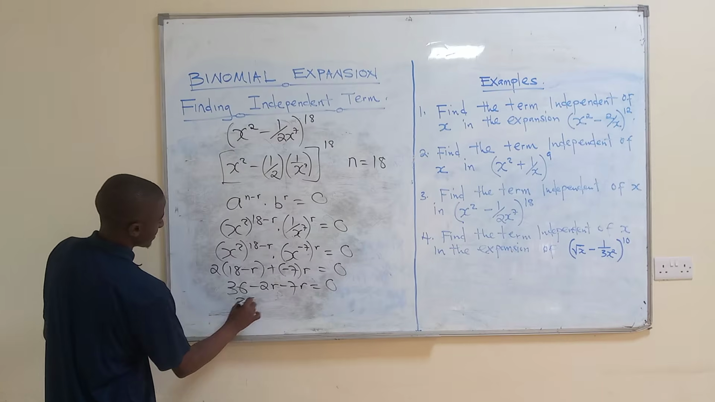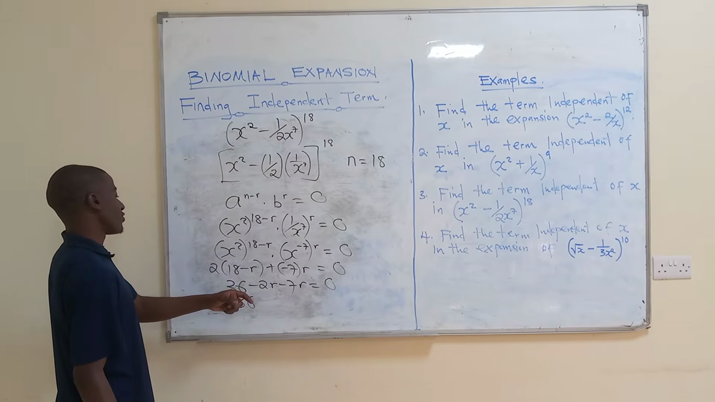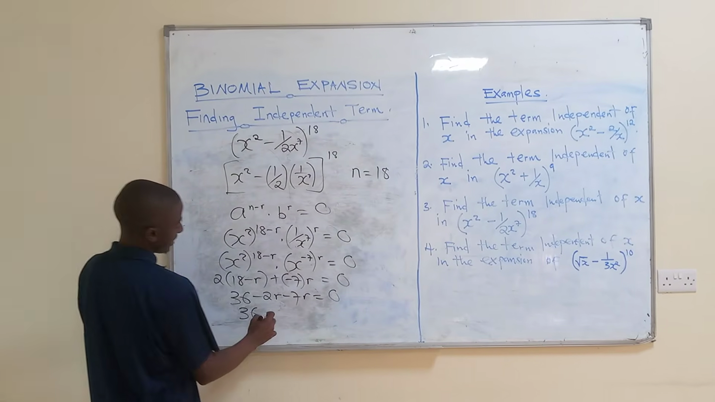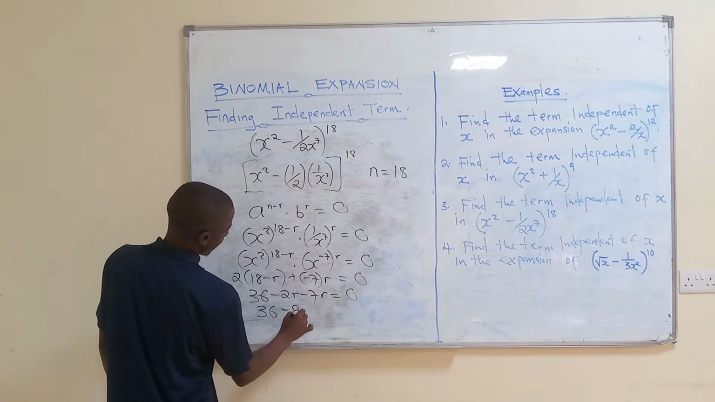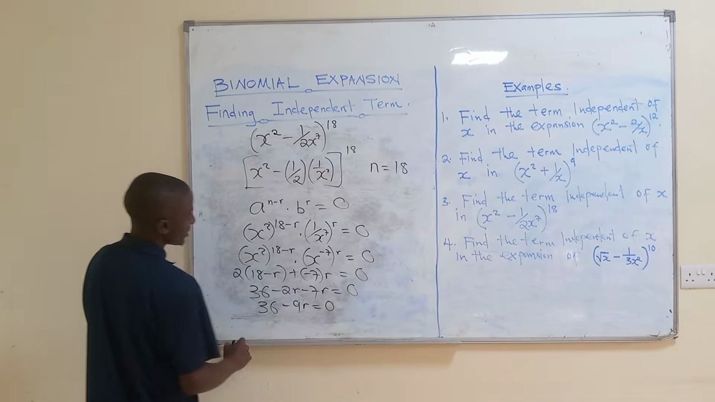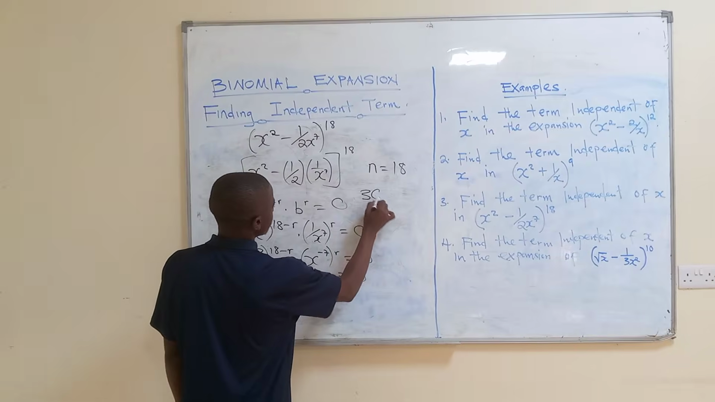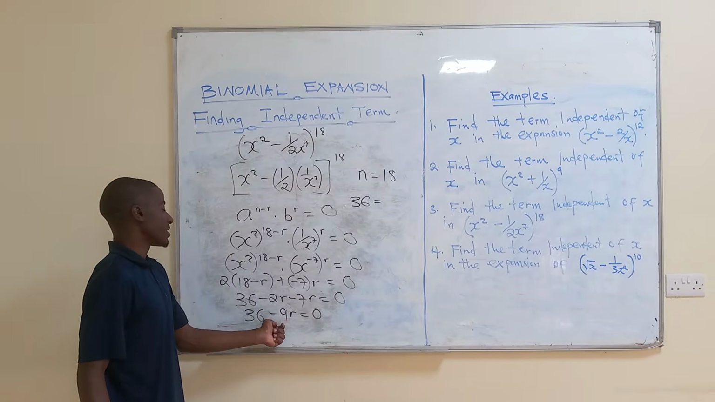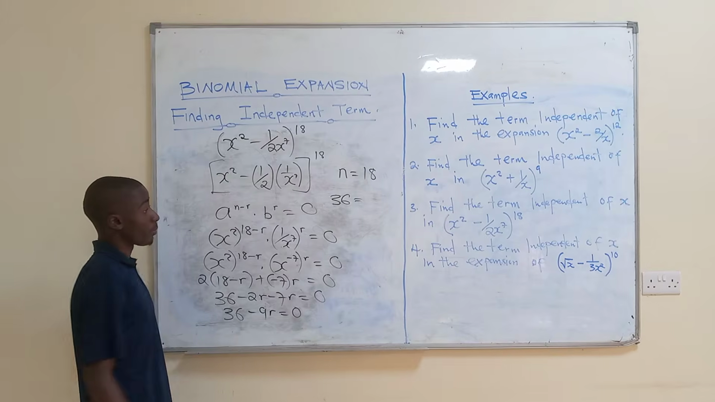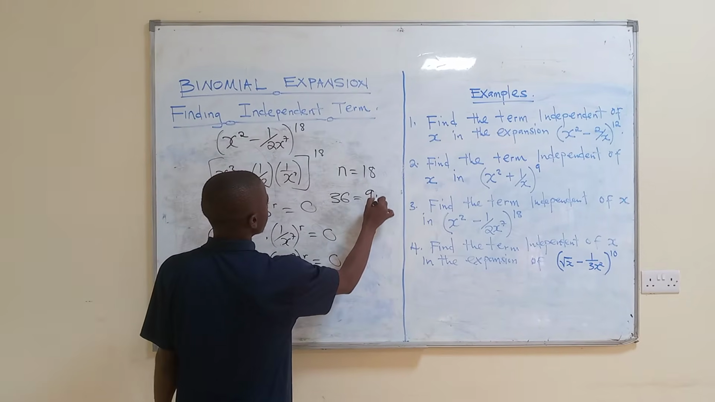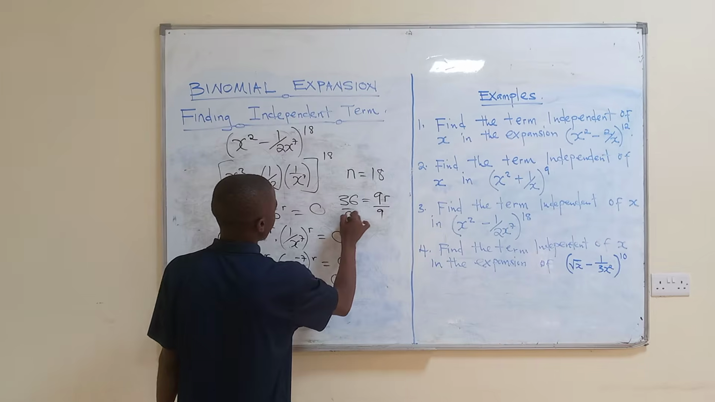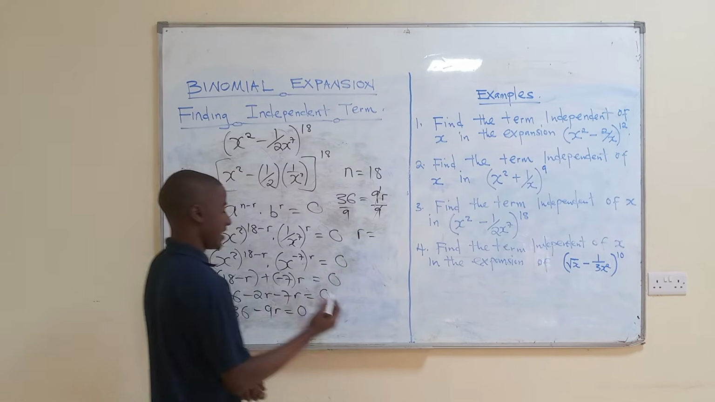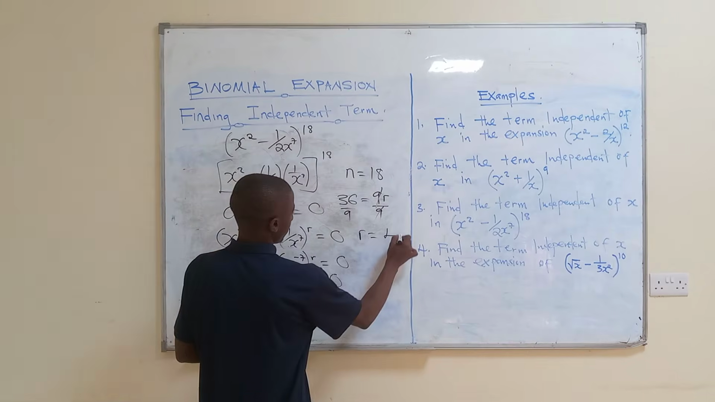So that is 36. So negative 2r minus 7r, what are you getting? Negative 9r is equal to 0. So from there, that is the 36 is equal to, when negative 9r crosses the equal sign to become a positive 9r. So positive 9r over 9. So what is 36 divided by 9? 4. You are getting 4.